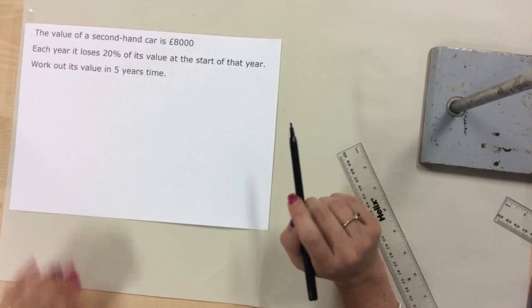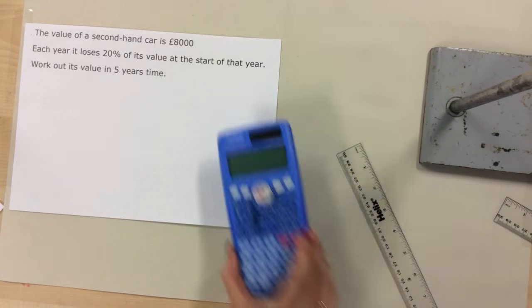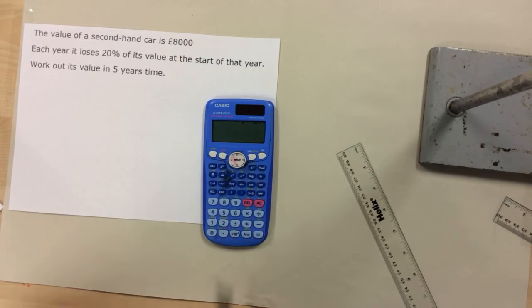Okay, so the next one we are having a look at, we're going to be thinking about multipliers. So the value of a second-hand car is £8,000. Each year it loses 20% of its value at the start of the year. Work out the value in 5 years' time. Now I'm definitely going to be using my calculator for this one, so I'm going to be bringing it in.